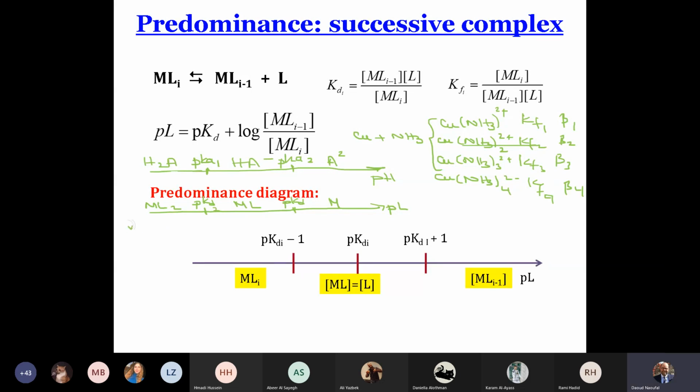Since ML is Kf1 or Kd1, okay, then ML2 is Kf2 or Kd2. So this is pKd2 and this is pKd1. Okay.